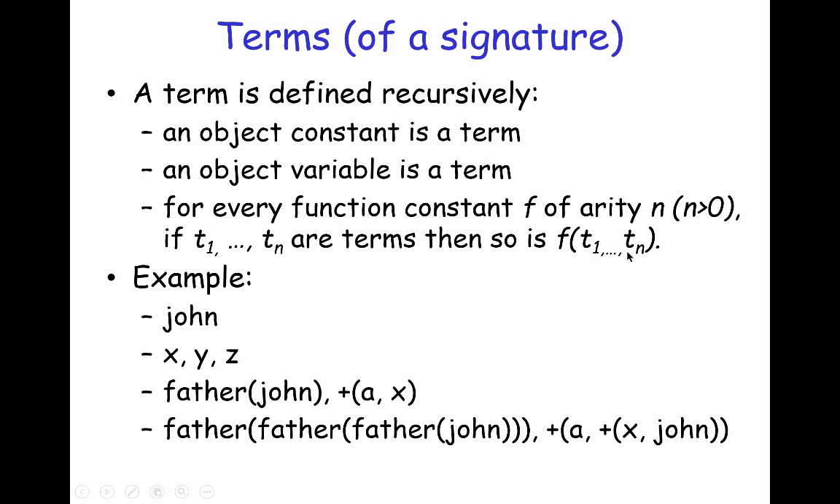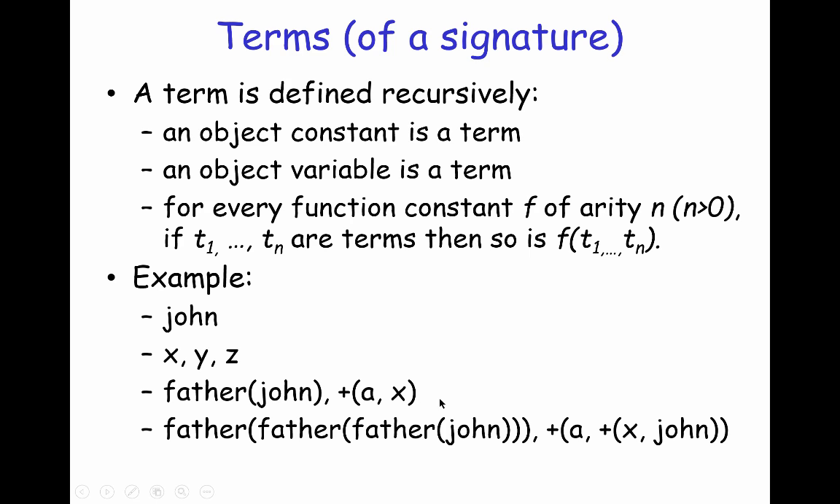And there's a recursion here: for every function constant f of arity n, f(t1, ..., tn) is a term if each of t1 through tn is a term as well. So for instance, father of John is a term of some signature where John is an object constant and father is applied to John. Or you can say that with a and x, an object constant and an object variable, plus applied to them is also a term, because plus is a function that takes two arguments. Of course, you can write it in infix notation that is more familiar, like a plus x.